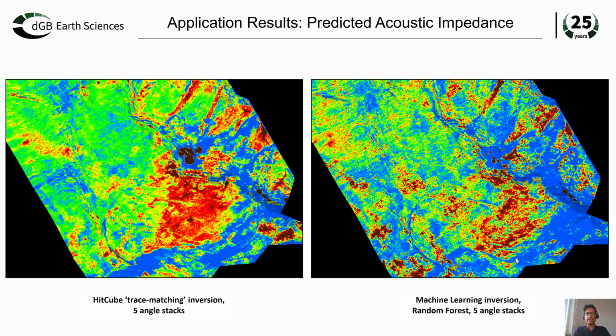So we have applied the trained random forest machine learning model to the pre-stack gathers stacked into 5 angle stacks. And here are the results. On the right, you see the predicted acoustic impedance map from the machine learning workflow. And on the left, for comparison, is the corresponding HitCube predicted acoustic impedance map, again from the same 5 angle stacks. And we see that both maps showcase similar deposition trends and patterns.